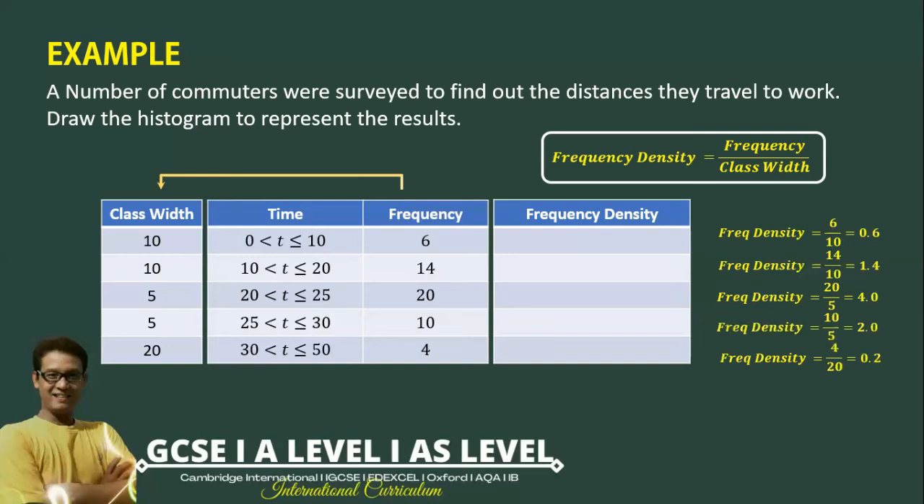Okay, look at the diagram. Now please focus on the frequency density column. Overall, these are the frequency density numbers. The first is 0.6, the second is 1.4, the third is 4.0, the fourth is 2.0, and the fifth is 0.2. That's very clear. Is it easy to find the frequency density? Yes, that's very easy. Frequency density equals frequency divided by class width.